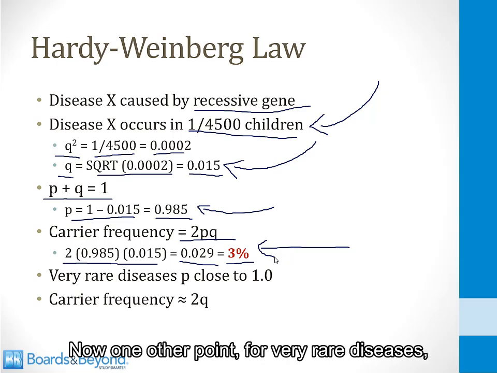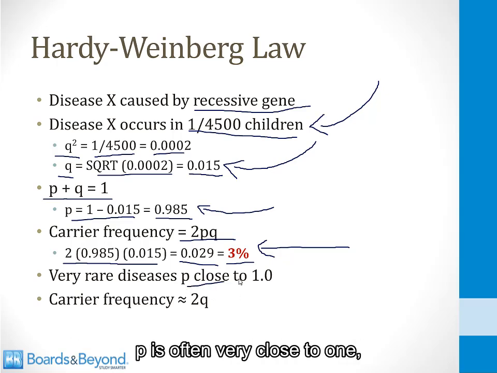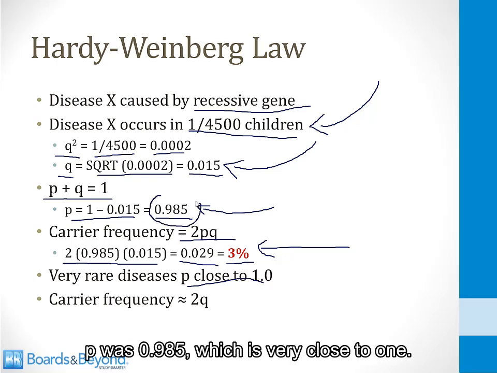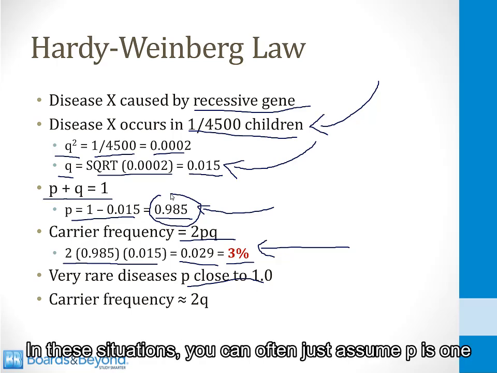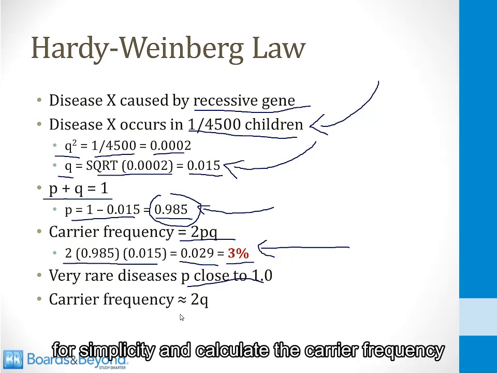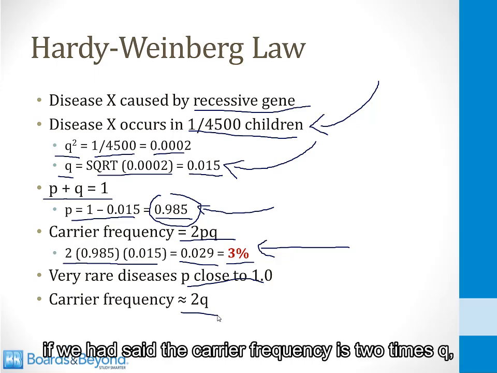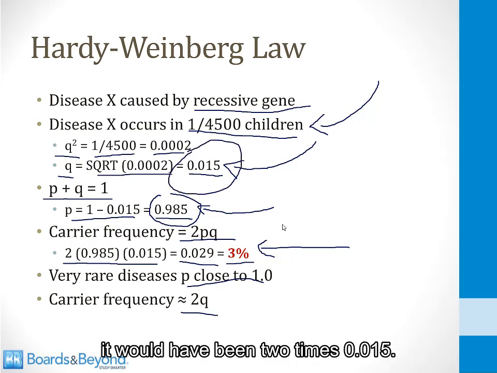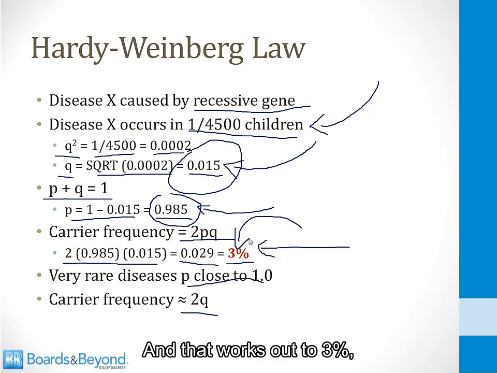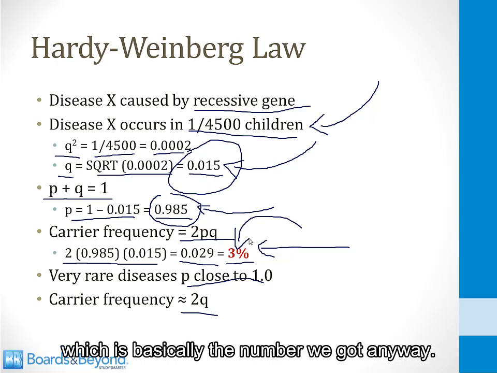Now, one other point, for very rare diseases, P is often very close to 1. In this example on the screen here, P was 0.985, which is very close to 1. In these situations, you can often just assume P is 1 for simplicity and calculate the carrier frequency as 2 times Q instead of 2 times P times Q. In this example, if we had said the carrier frequency is 2 times Q, it would have been 2 times 0.015, and that works out to 3%, which is basically the number we got anyway.